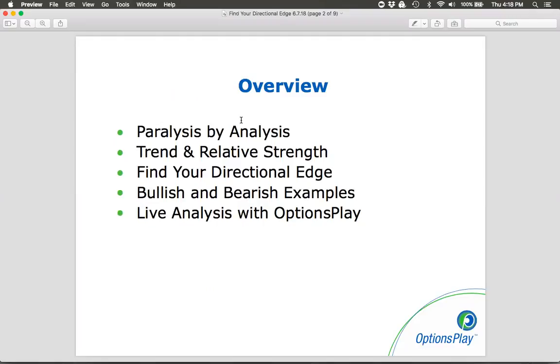Then we'll talk about trend and relative strength, why these are two important things to look at. Then we'll talk about how to use trend and relative strength to actually find our directional edge. And then we'll go through some bullish and bearish examples of what to look for in bullish and bearish setups. And then lastly, like I said, what I want to spend most of the time here today is showing you some real live analysis with OptionsPlay, so that after we finish this webinar, you feel confident in not only understanding the topics that we're talking about here today, but more importantly, feeling confident that you have the tools right now after we finish to start implementing what we teach here today.